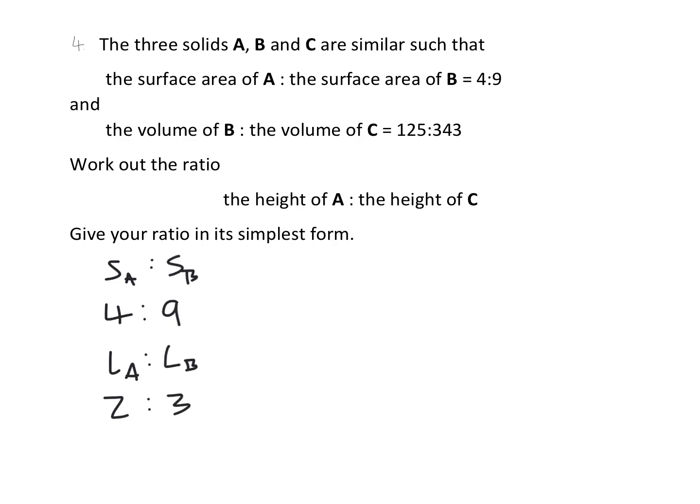So we found out there the ratio of the length of A to the length of B. We'll now look at the volumes. So they give us the volume of B to the volume of C is the ratio 125 to 343. Because that's a volume, if we want to work out length ratios, we'd need to cube root.